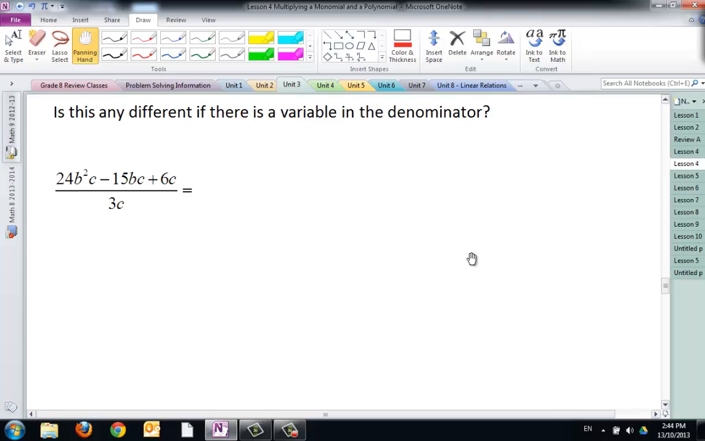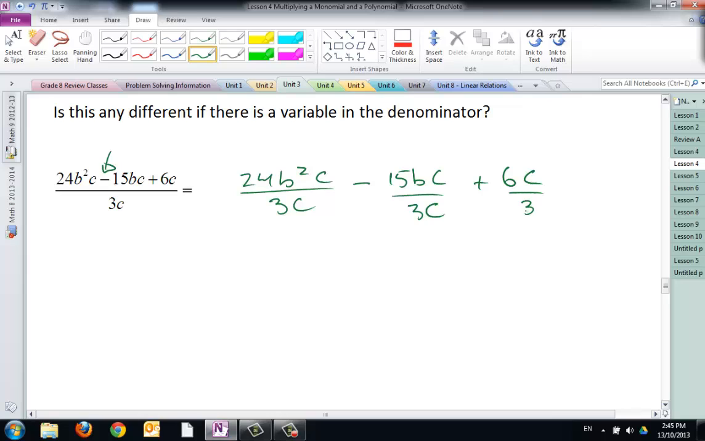All right, now does it make any difference if the denominator also contains a variable? In our previous example, we just had a number. The process is exactly the same, so I go 24b squared c divided by 3c. I have to take the entire contents of that denominator, minus, make sure you're watching those signs again, minus 15bc over 3c, and plus 6c over 3c.